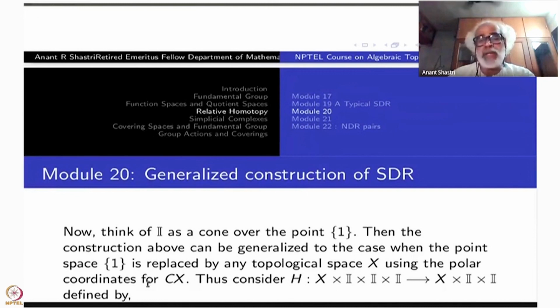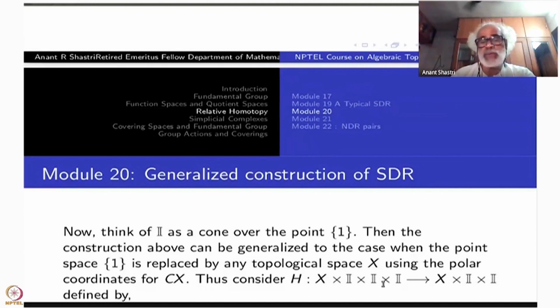See, in the earlier case, when x was a singleton, we had this homotopy capital S from I cross I cross I to I cross I, which was a strong deformation retract. So there I didn't write any singleton x here. But now you want to write the whole space x, so you have to write x cross that. Okay. So the x factor is a dummy. What we are interested in is the homotopy capital S, which was defined last time from I cross I cross I to I cross I.